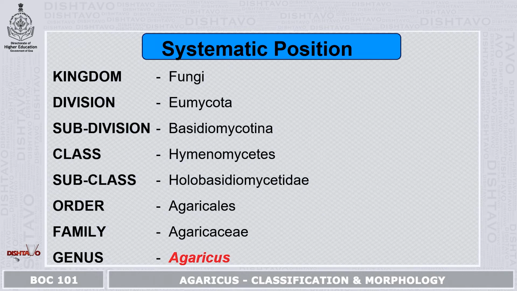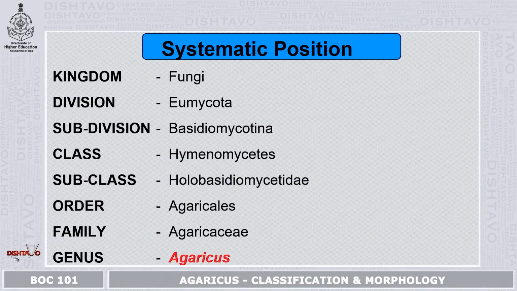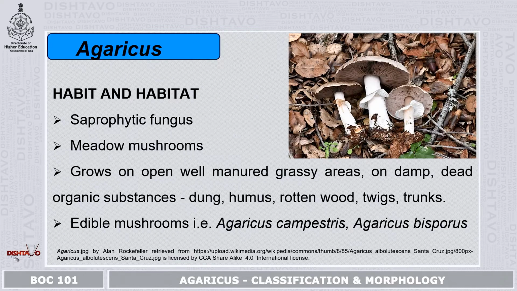Subclass Holobasidiomycetidae because the basidium which is formed on the hymenial layer is aseptate. Order Agaricales, which includes all the gilled mushrooms. Family Agaricaceae. These are the mushrooms which are found on dead and decaying organic matter. And the genus Agaricus. Now, Agaricus, students, you can see the picture.